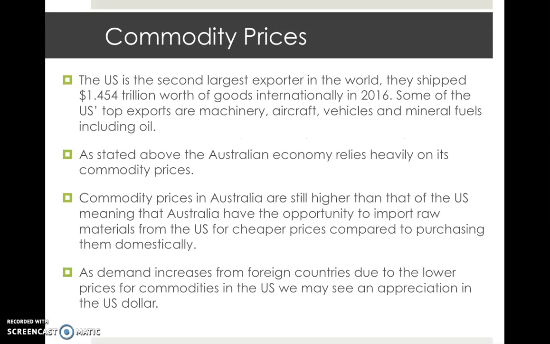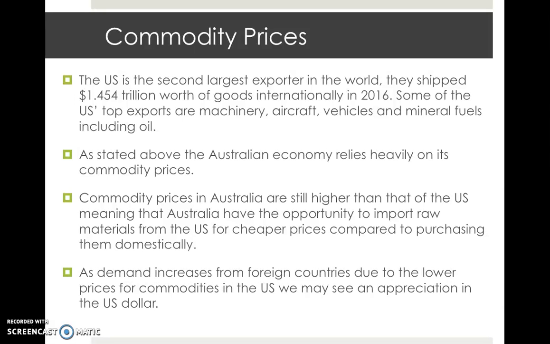The US is the second largest exporter in the world. They shipped $1.454 trillion worth of goods internationally in 2016. Some of the US's top exports are machinery, aircraft, vehicles, and mineral fuels, including oil. According to CNBC, the US has had a continuous price drop in oil in the last 5 months. The price of copper has also declined in 2016, according to David Wessel, director of the Hutchins Center on Fiscal and Monetary Policy at the Brookings Institution.